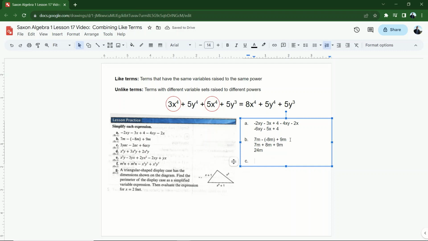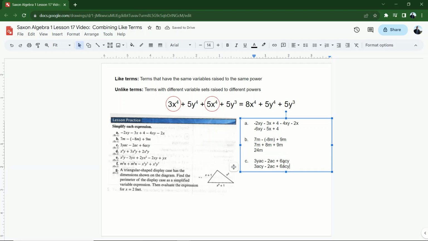Letter C is 3YAC minus 2AC plus 6ACY. Now, here's something that you need to ask yourself. Can any of these variable sets be rearranged? Because I noticed that YAC here kind of looks like AC here. It has the same variables. Remember, multiplication is commutative. It doesn't matter what order I do it in. So I could change this to 3ACY, and it's the exact same thing as 3YAC minus 2AC plus 6ACY.